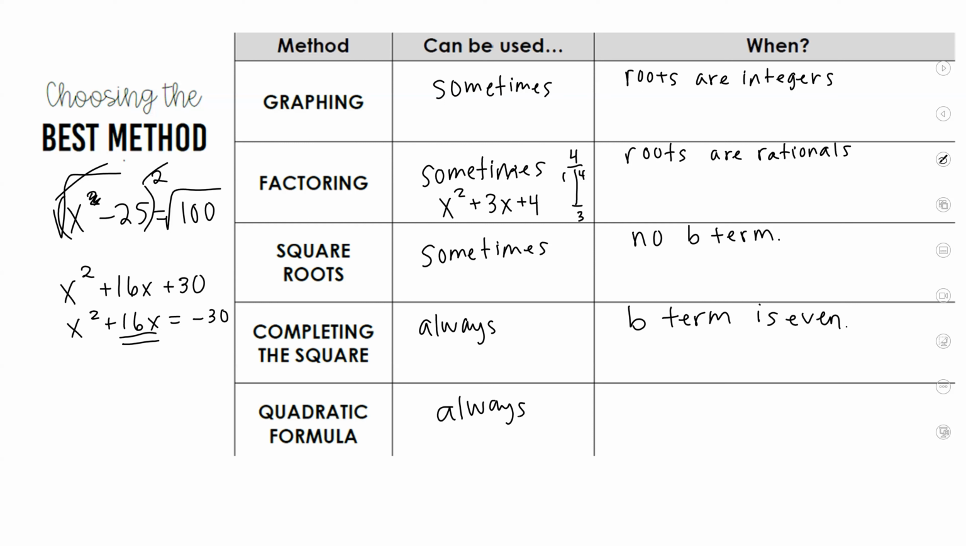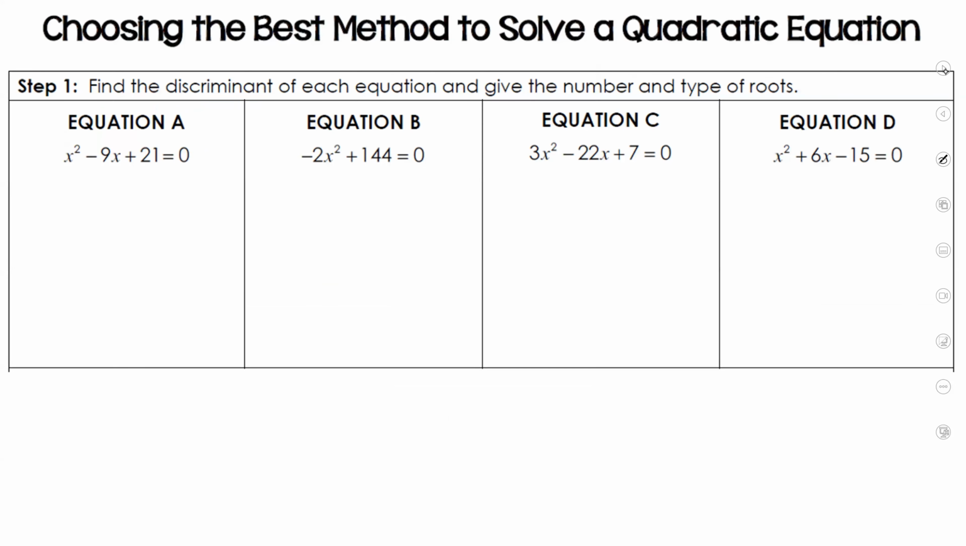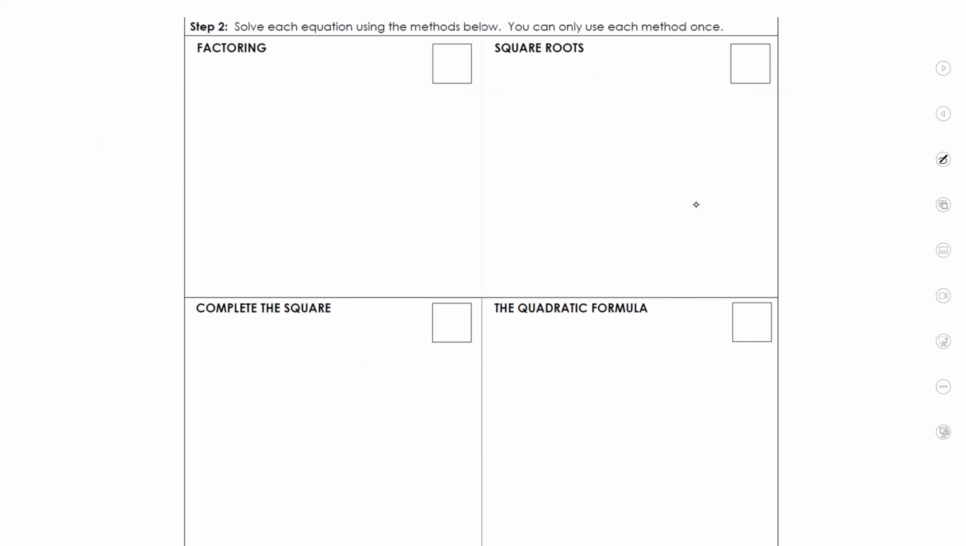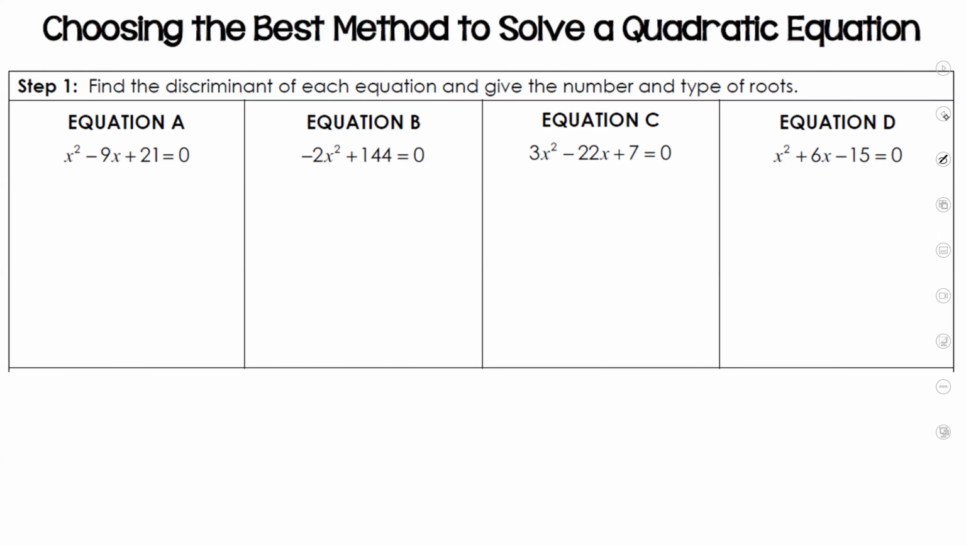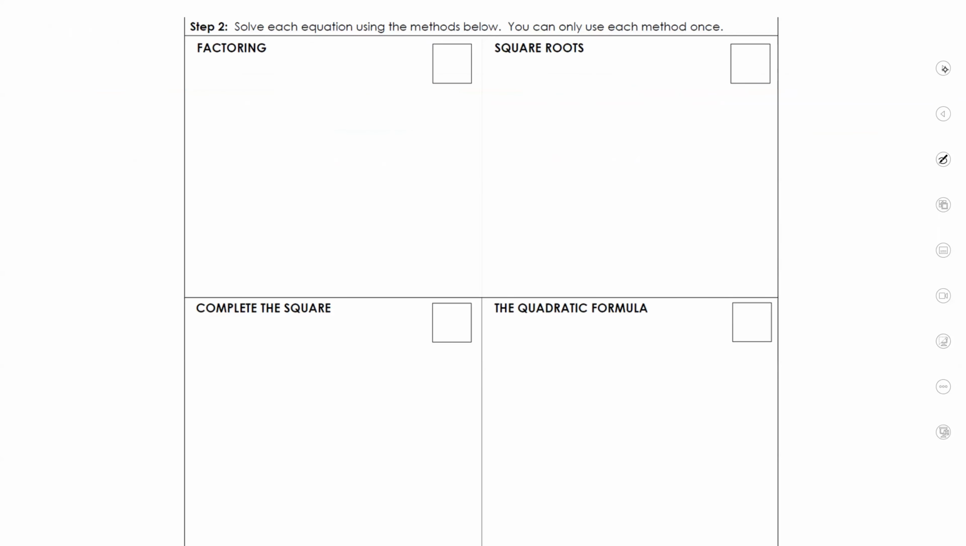So what I'm going to have you guys do, I want you to discuss with your groups. I have 4 equations up here. I want you guys to first find the discriminant and tell me how many solutions each of these will give me. Then I want you guys to write the equations in each of these 4 boxes. So for example, equation A, that might best be solved using maybe the quadratic formula or completing the square. You have to decide which one should go in which box method, okay?